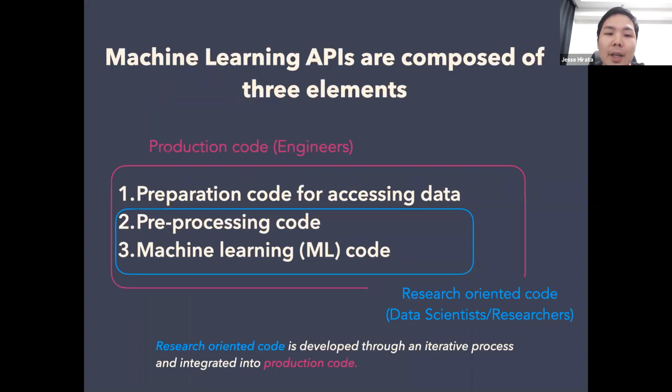Machine learning APIs are composed of three elements: preparation code, pre-processing code, and calculation code, which is all the machine learning code. Researchers focus more on writing pre-processing code and ML code through an iterative process, and it is integrated into production code. On the other hand, engineers have more responsibility to write the whole part of the code at production level.